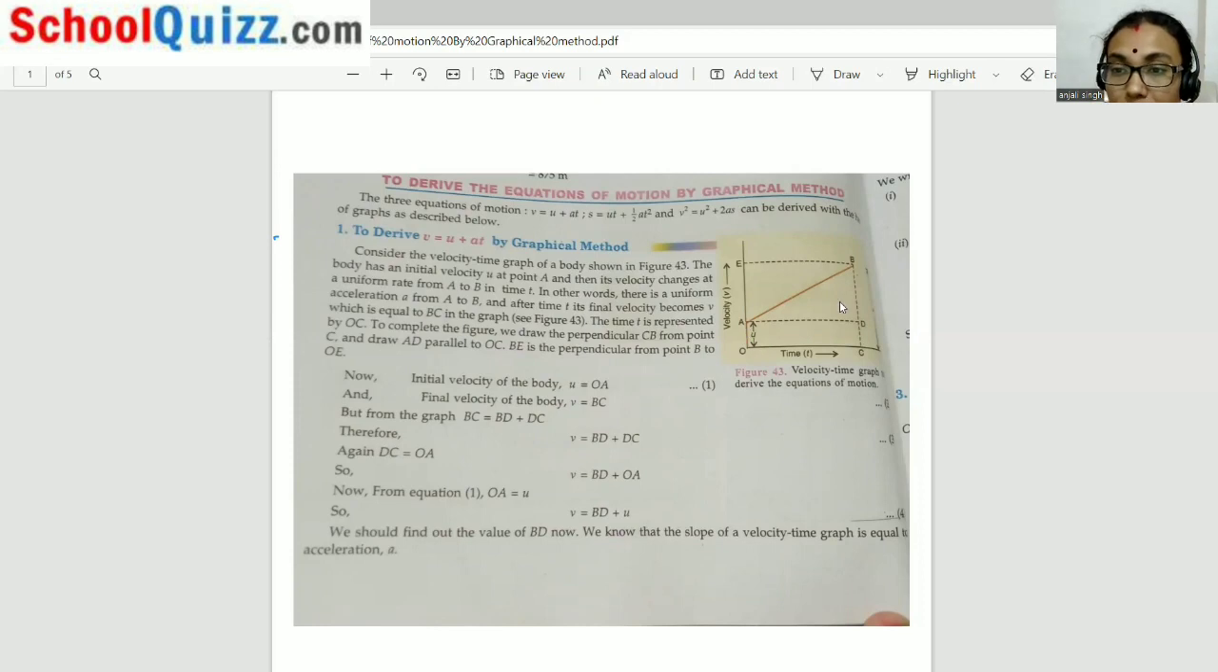This is the shape of a trapezium. Clear? OABC. This is the shape of a trapezium. So we can divide this trapezium into two forms. The first is OADC, that is the rectangle. OADC, this is the form of a rectangle, and DAB, this is the form of a triangle.